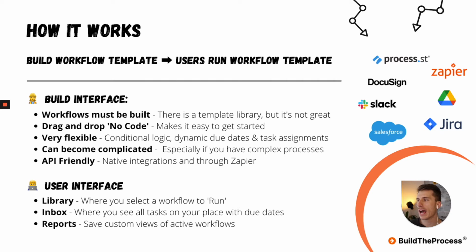Now let's talk about how Process Street really works at its core. And at its core, there are really two facets of Process Street. The build and configuration side of Process Street, which I'm going to refer to as the back end, and then the front end, the user interface side of actually running checklists and workflows from a team member standpoint. So the first step in Process Street is that you have to build an actual workflow template, and then users go and take that template and run it as a live process.